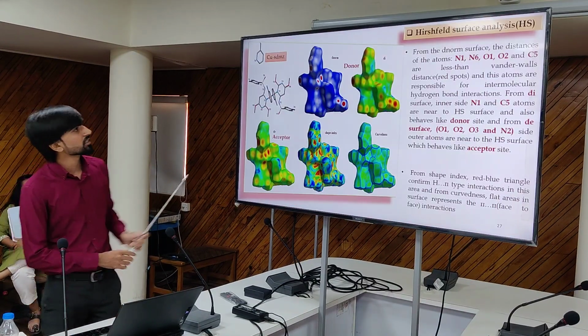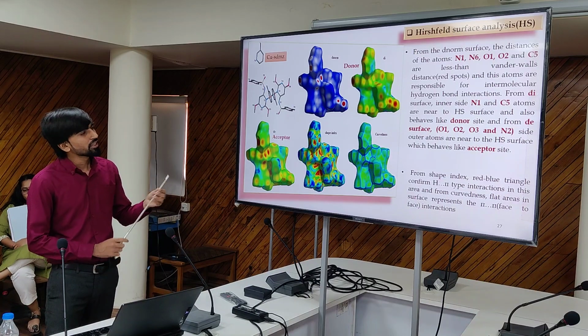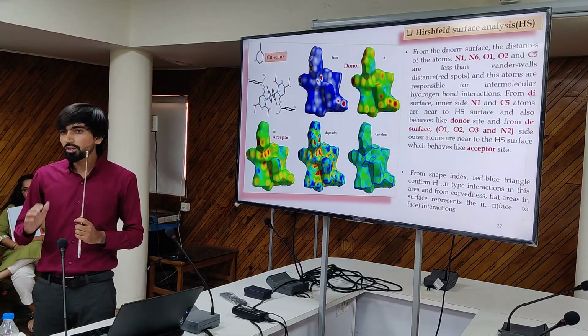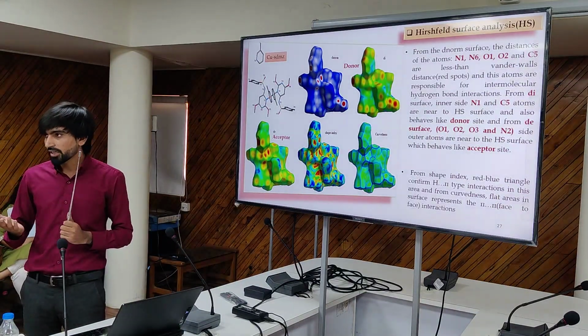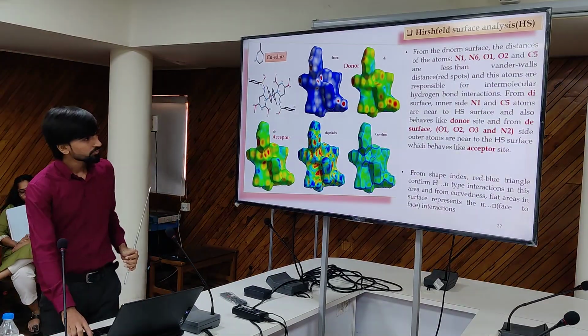So in my case, the nitrogen from the amido group as well as the oxygen from the SO2 moiety and the nitrogen from the solvent molecule 3-methyl-pyridine are more responsible for the intra- and intermolecular interaction, and all those atoms have the red dots.